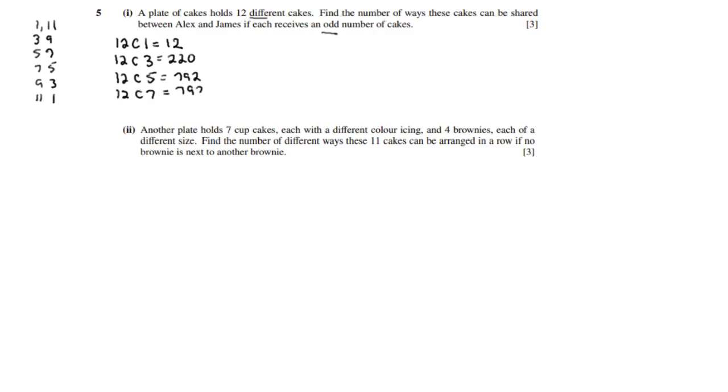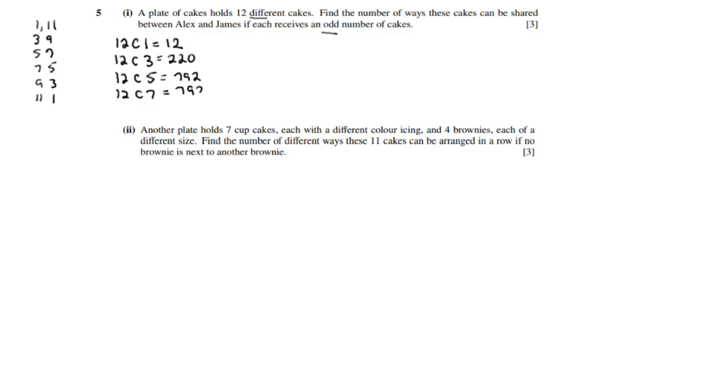All right, so a situation where we've got to figure out the number of ways we can choose. Now we want Alex to get an odd number. Well, basically, if he gets an odd number, then the other guy gets an odd number. So what I'm going to do is figure out how many ways he can get 1. Well, let's choose 12, choose 1.